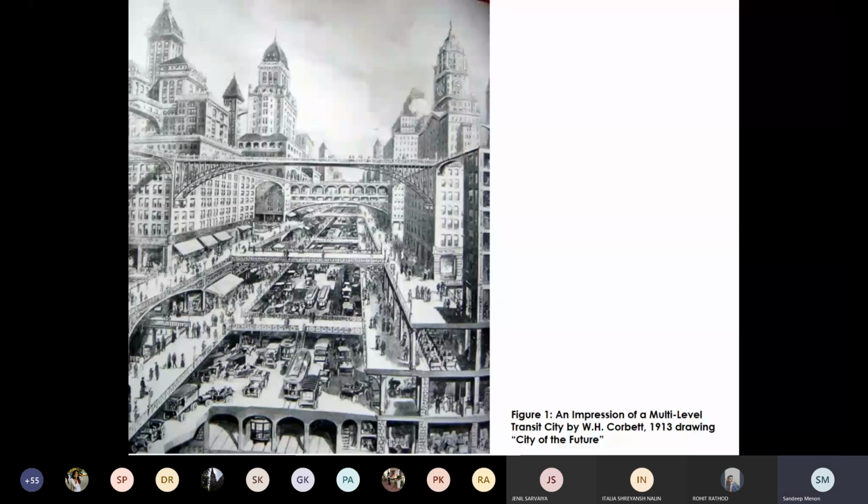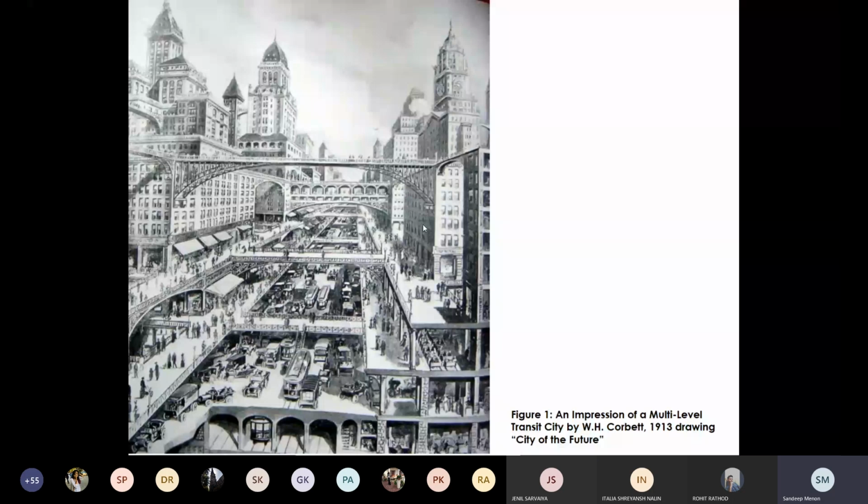It's a very interesting drawing, because if you look at the architecture, it's very early 1900s, right? The way the skyscrapers are imagined, the way the bridges are imagined, where you have pedestrian bridges which have iron and steel kind of a truss design. But what's interesting about this drawing is that even in 1913 there was a sense of segregation of traffic.